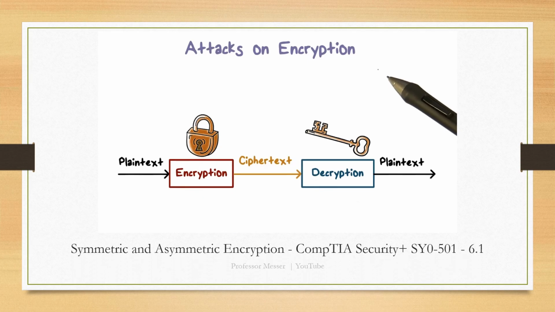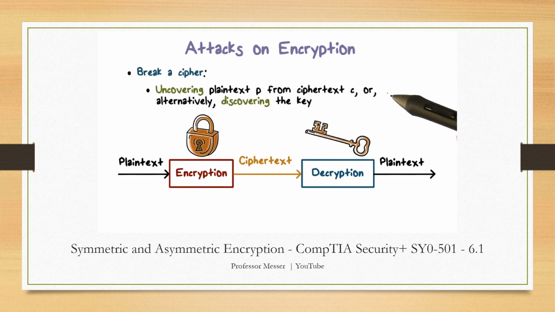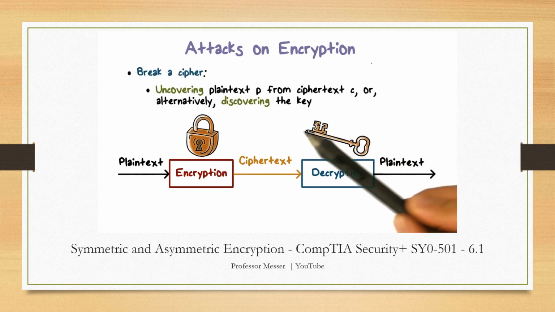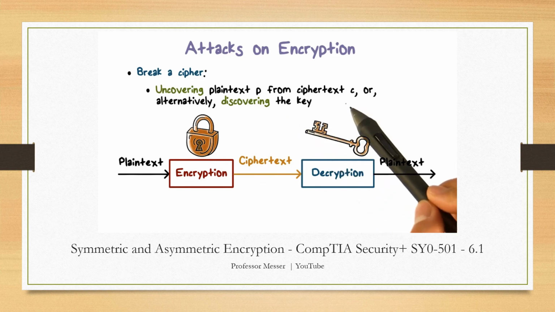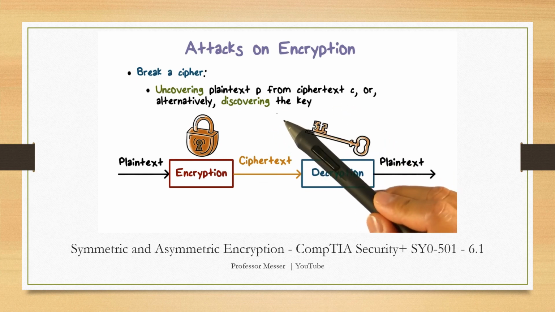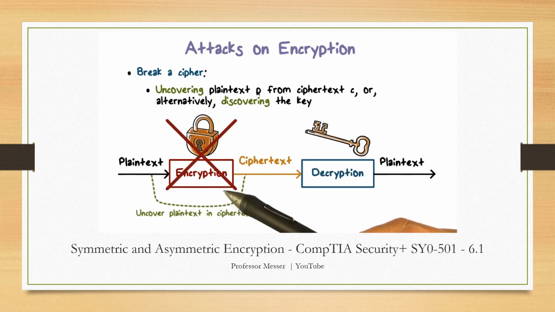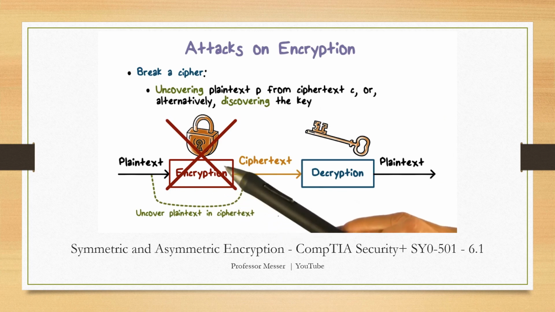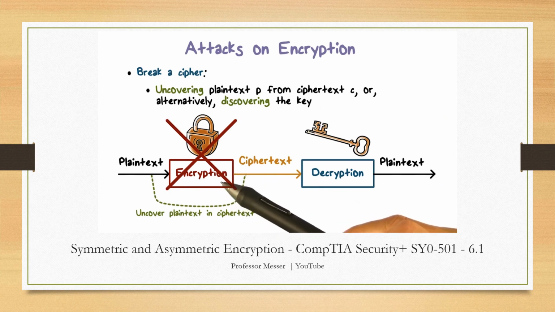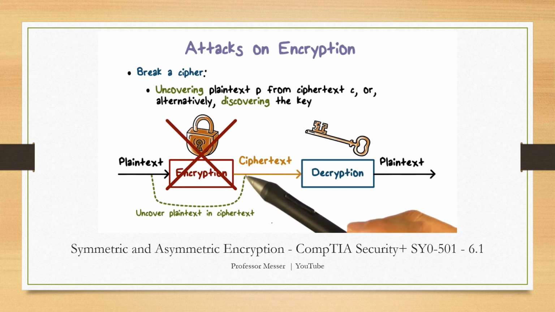Given that encryption, or cryptography in general, plays such an essential role in security, we can only expect that attackers will always try to break an encryption scheme. Typically, the goal of such an attack is to uncover the plaintext from the ciphertext or to discover the encryption key. For example, an attacker may try to recover the plaintext from the ciphertext that is transmitted on the internet.